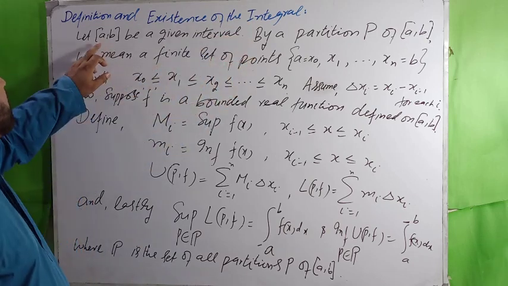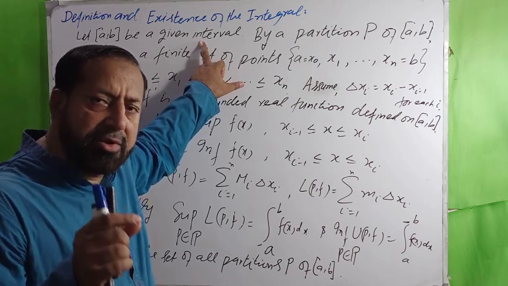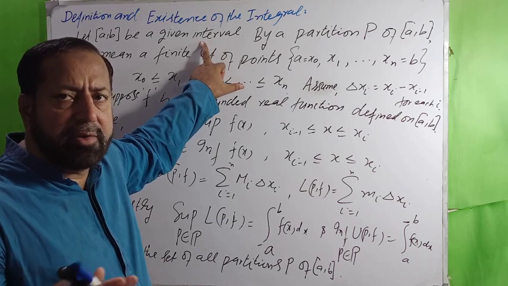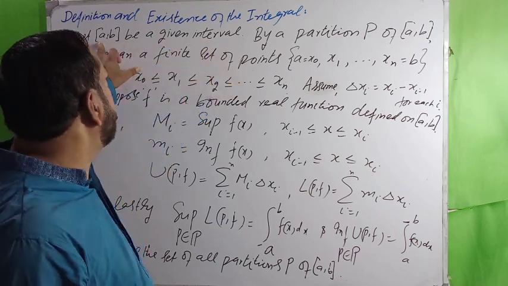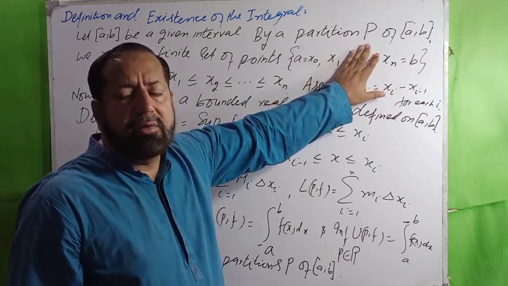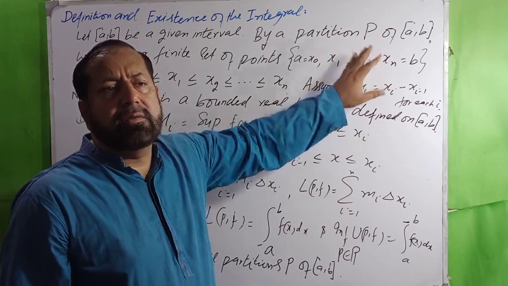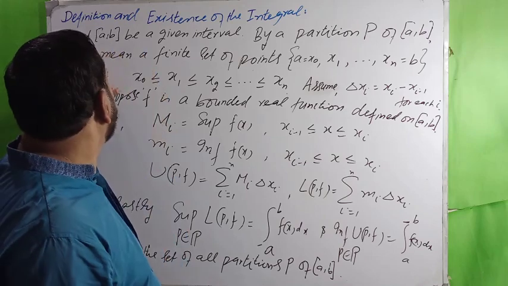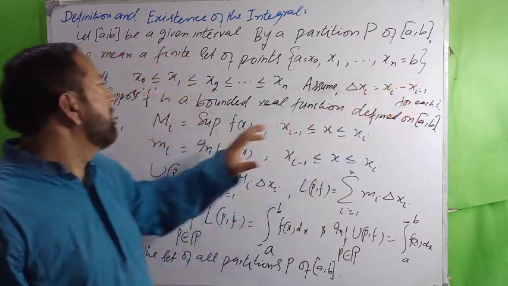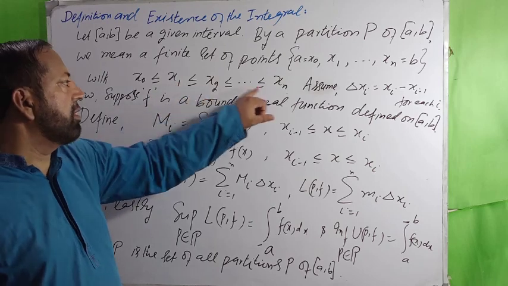First of all, let [a, b] be a given interval. Of course, you need an interval where you want to integrate your function. With respect to that closed interval [a, b], we need a partition. The idea was to get a partition. A partition is in fact a finite set of different points x0, x1, and so on, xn equal to b, with x0 less than or equal to x1, less than or equal to x2, and so on, less than or equal to xn.